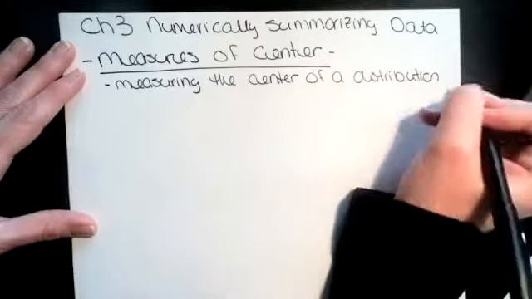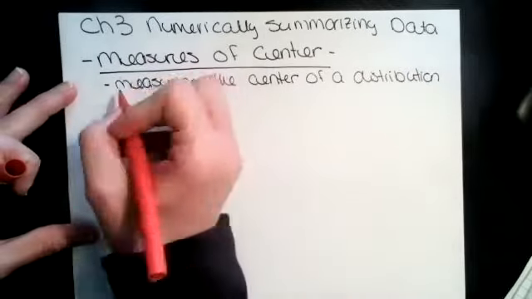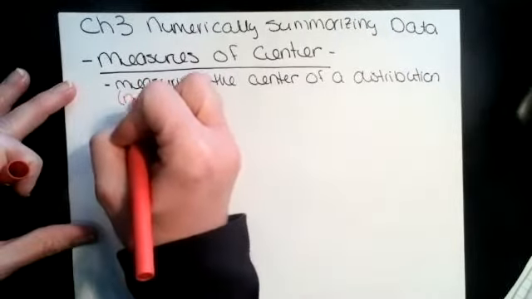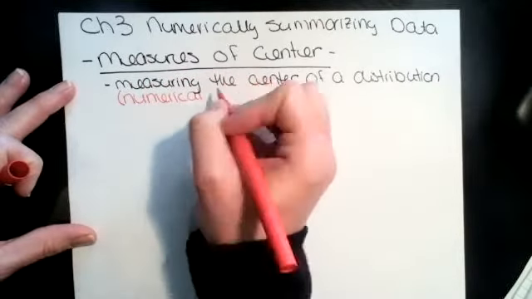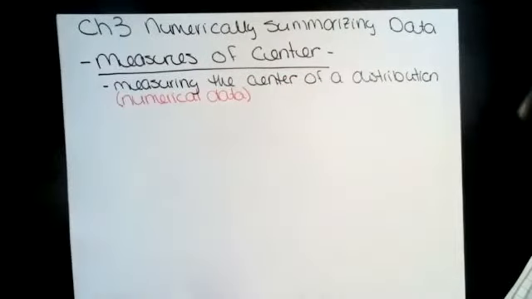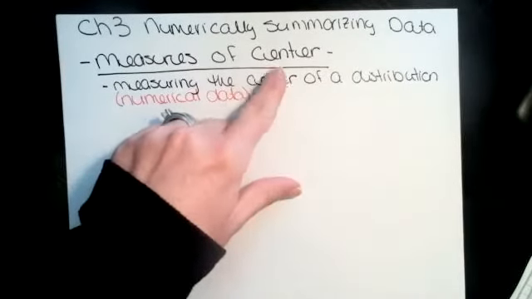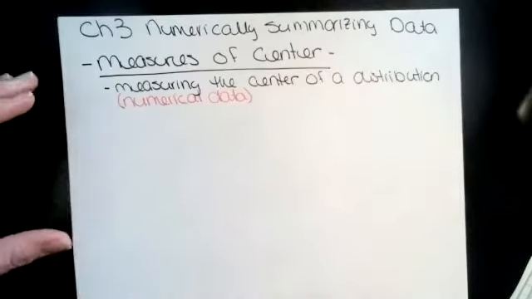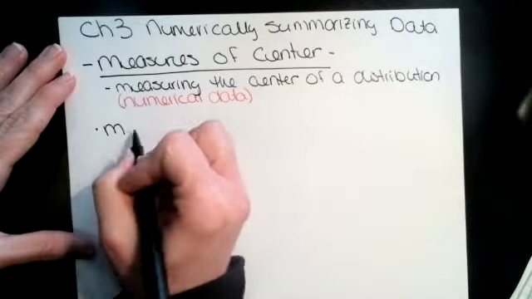Last week, all we did was talk about the mode, which was whichever one occurred the most. Now we're going to take it further. Just going to mention numerical data here, so we know. We have three ways of talking about the center of a distribution. The first way we're going to look at is called the mean.